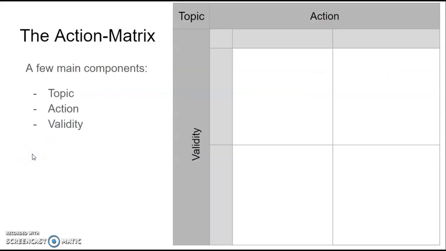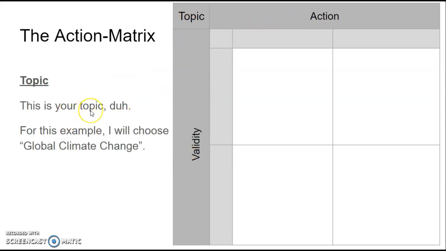All right, so the action matrix looks something like this. You have a topic, you have an action, and you have validity. So those are the three main components. The topic is just your topic that you choose. For my example, I'm going to use global climate change, but there are other topics that could be used as well, and we'll discuss that later. So I put global climate change up here, and then we move forward.